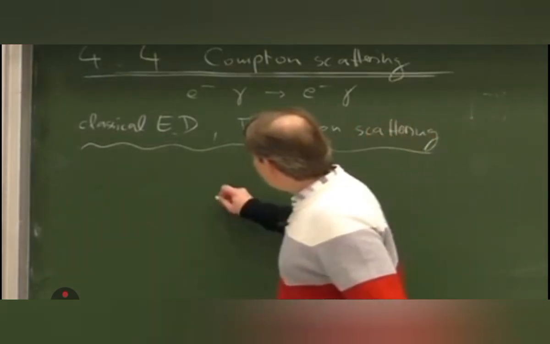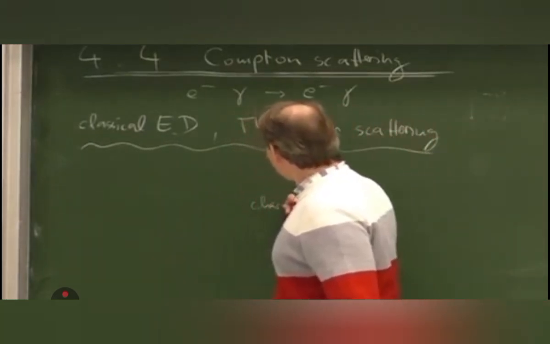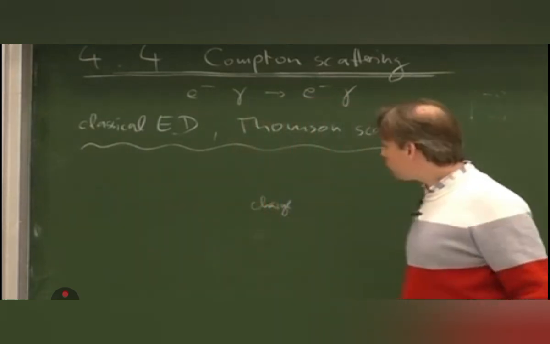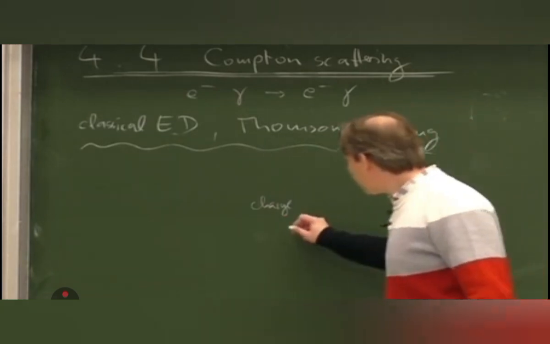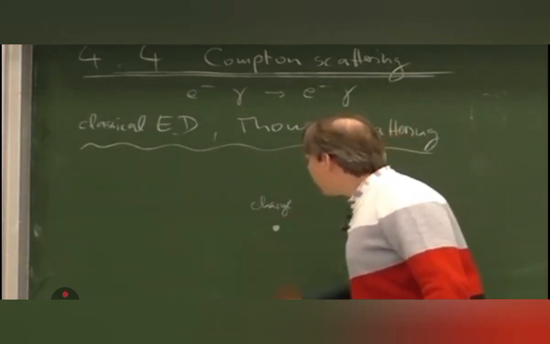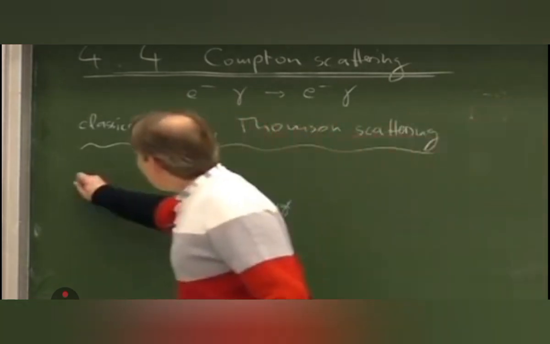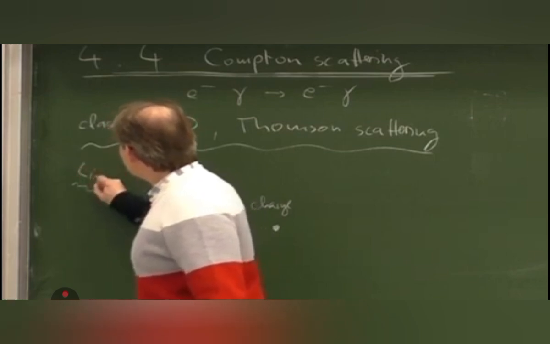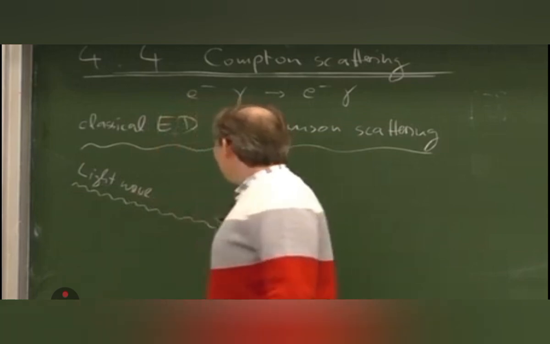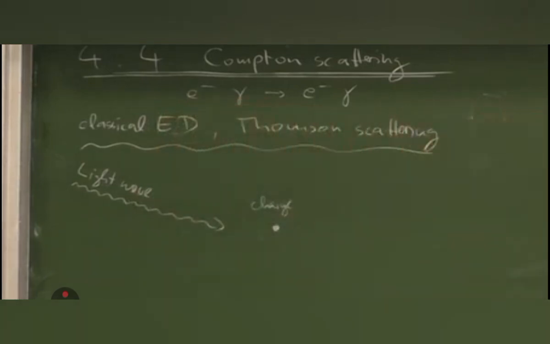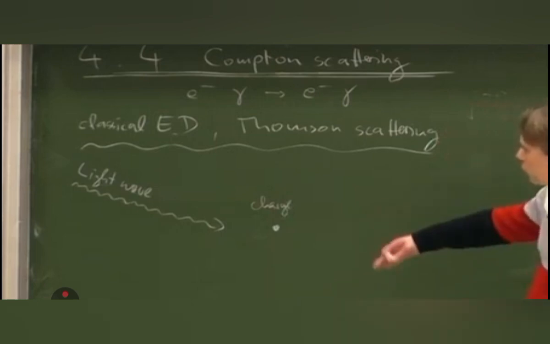Namely, you take a charged particle. Think of classical electrodynamics. You have charged particles like electrons, but they are treated now as classical objects with no quantum mechanics. You have a point charge. And here you have a light wave, let's say a plane wave. And you shine a plane light wave onto your charge with a certain frequency. It's a homogeneous plane light wave constantly shining onto the charge.